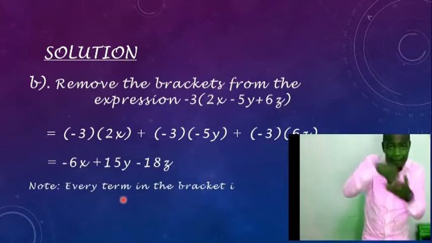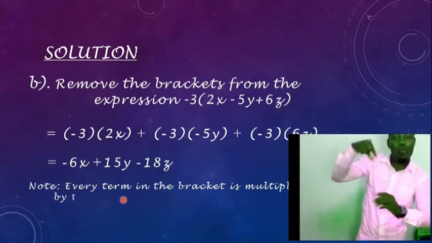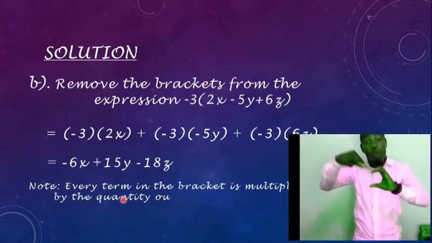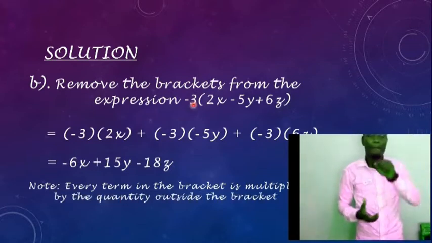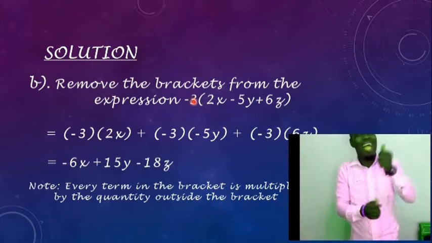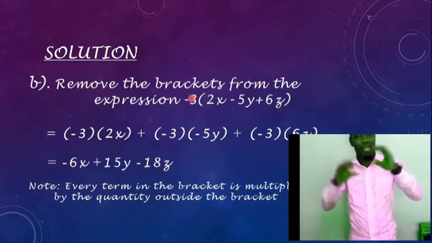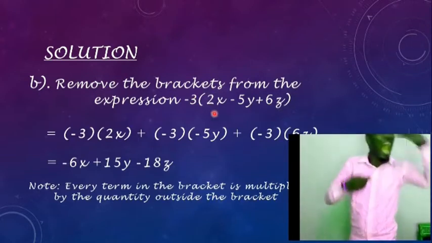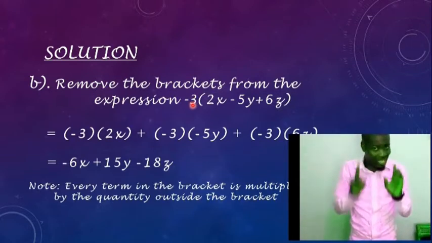Note that every term in the bracket is multiplied by the quantity outside the bracket. The quantity outside the bracket in this case is minus 3. So we multiply every term in the bracket with the quantity outside the bracket.